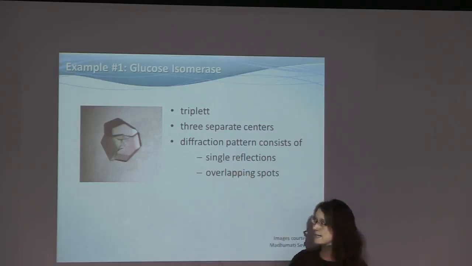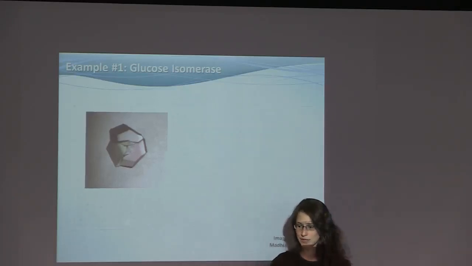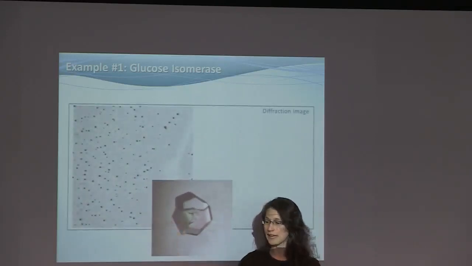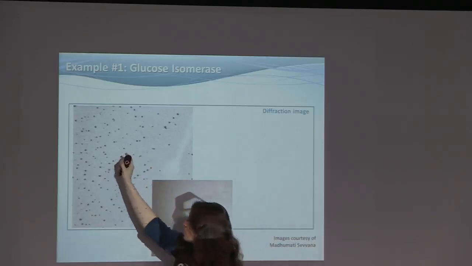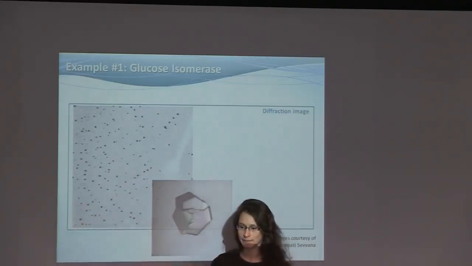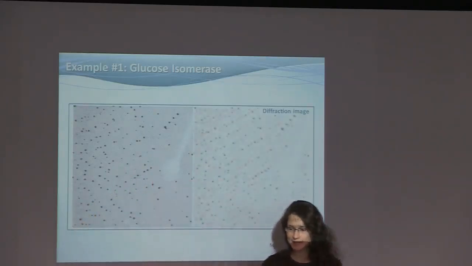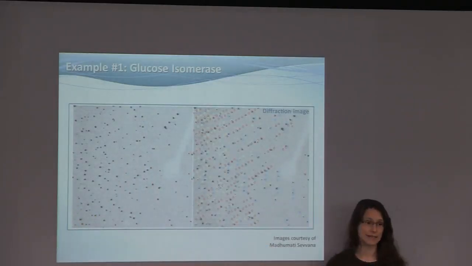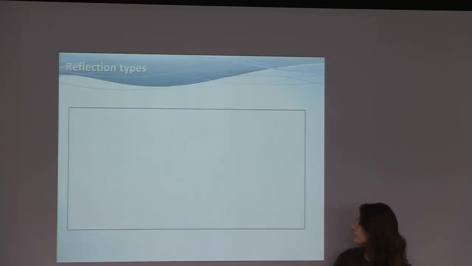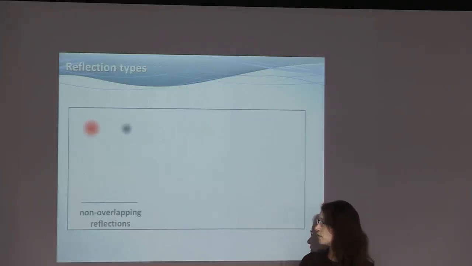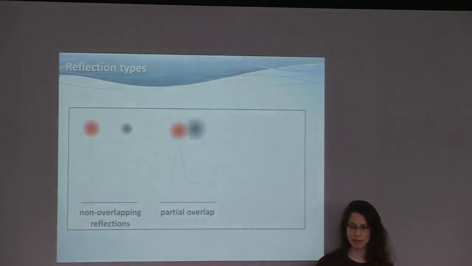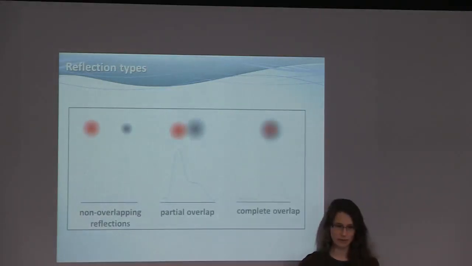We expect to get single reflections and overlapping spots. And indeed, this is the diffraction pattern we get. And as you can see, most reflections are sharp, but some are split. After indexing, things become a little bit more clear, and you can see all 3 domains. So these are the 3 cases. You get non-overlapping reflections, partial overlaps, and complete overlaps.